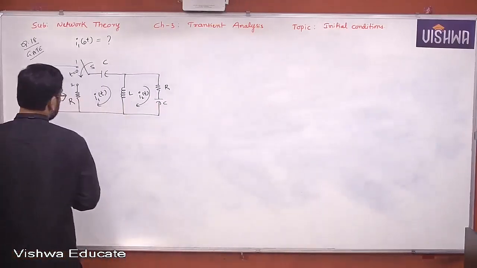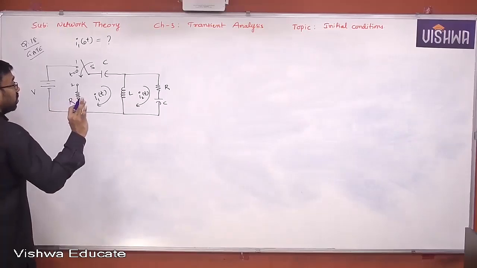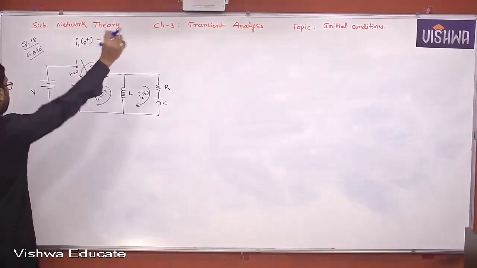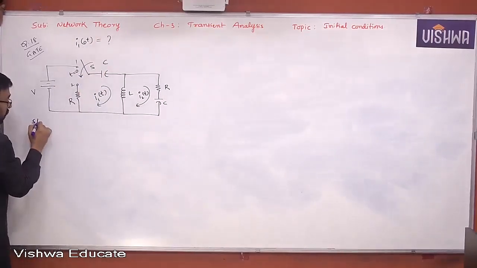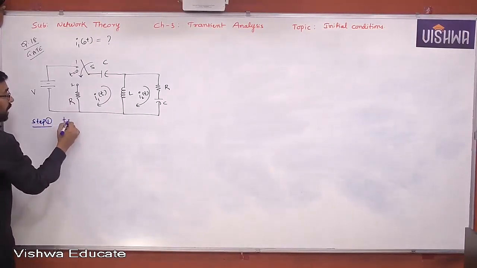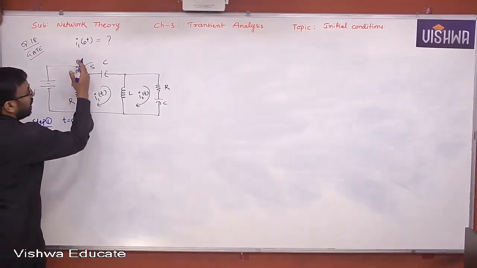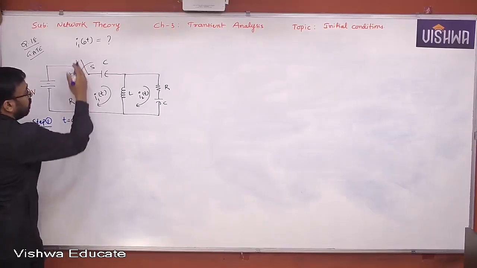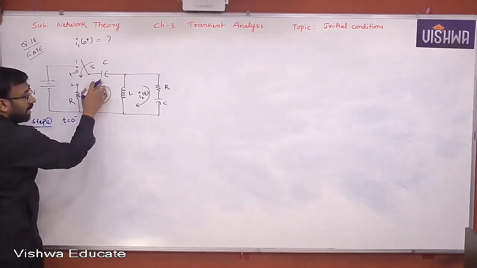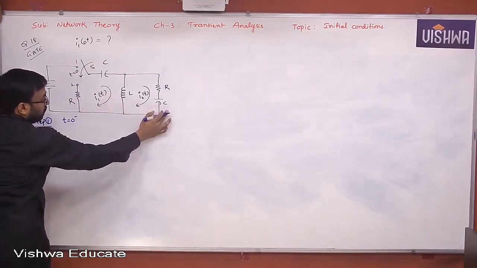So other than current through the inductor, what is the procedure to find current at t equal to 0 plus? Tell me. Step 2 only. That's why I was telling you, constructing t equal to 0 plus equivalent is very, very important. For that, you require in step 1, t equal to 0 minus equivalent. At t equal to 0 minus, what's happening here? Step 1, the switch is at position 1. Capacitor is acting like an open circuit. Inductor is acting like a short circuit. This capacitor is open. Yes or no, all of you?